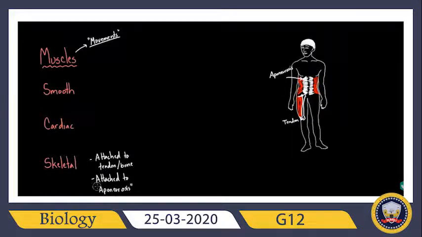Actually, I don't even need to put quotes. That's the actual name for it, so no need for quotes there. So you can identify skeletal muscles pretty easily. But what about the other two? I mean, what about the cardiac and smooth muscle?